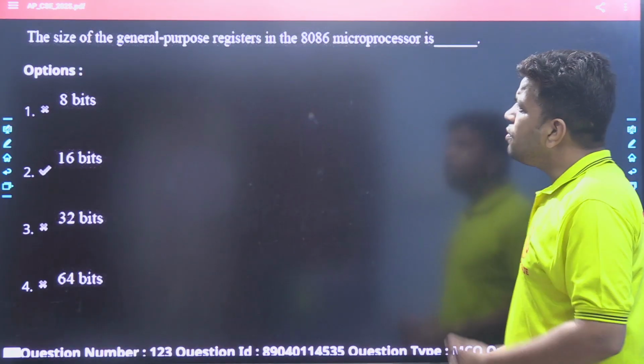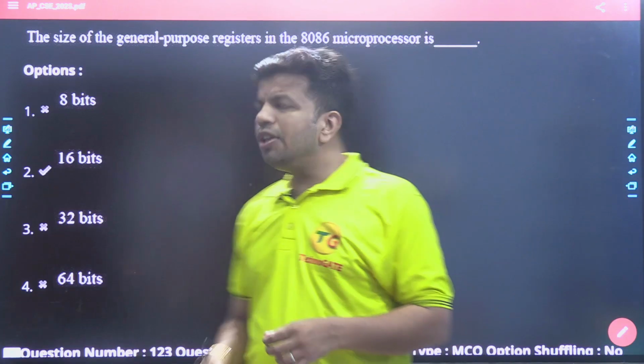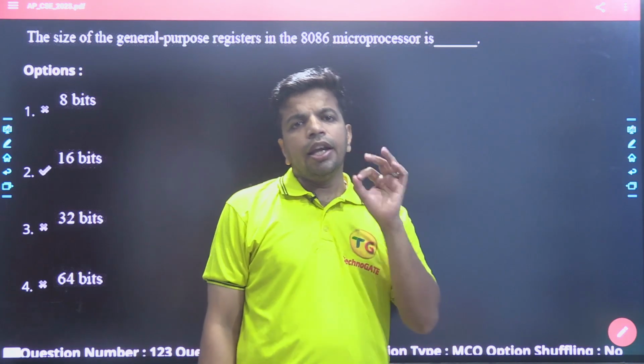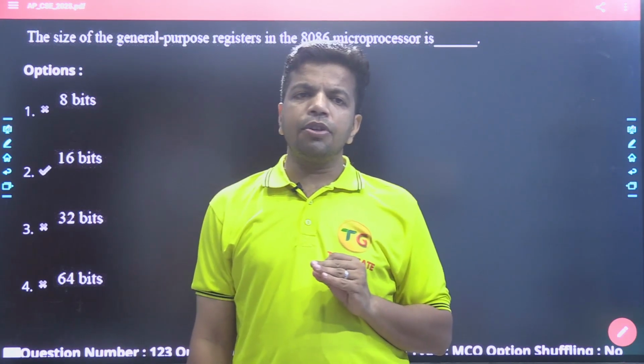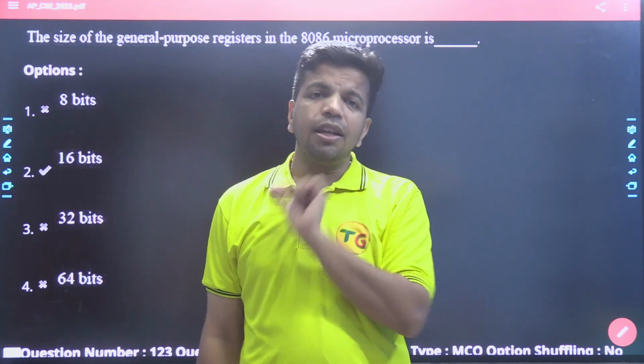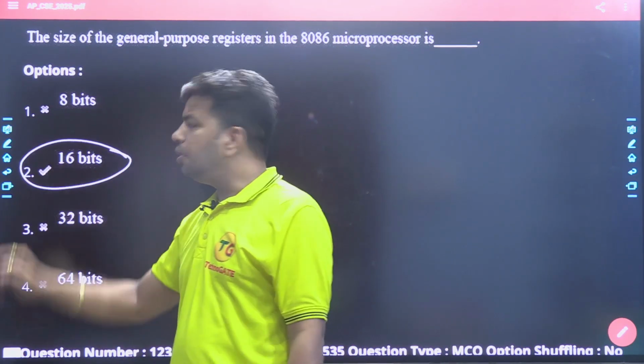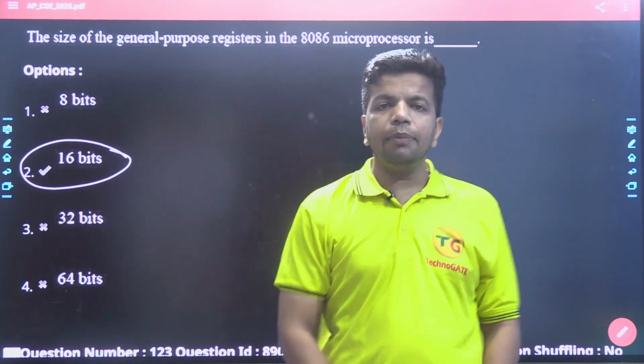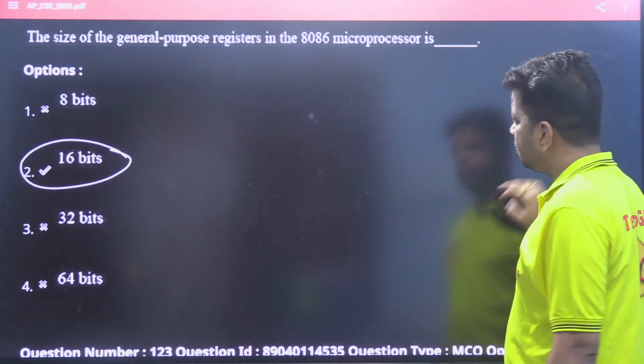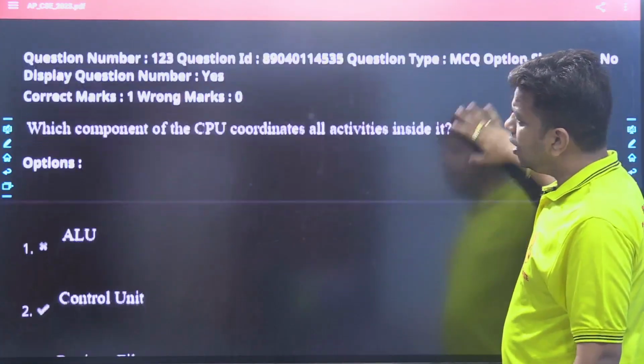The size of general purpose register in 8086 microprocessor. If we are using the 8086 microprocessor, then the size of general purpose registers is 16-bit long. You can go with the answer number 2, 16-bit long. Are you getting that point? So this is a direct question. Let's move to the next one.